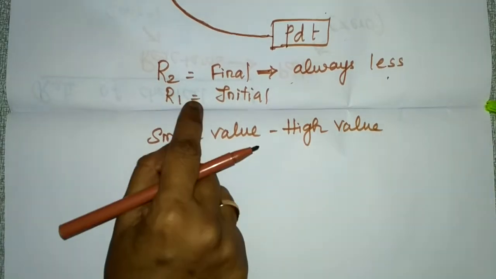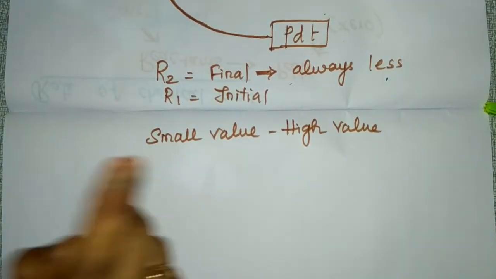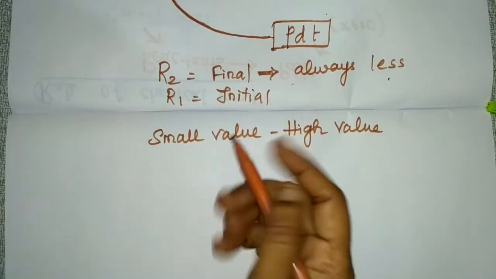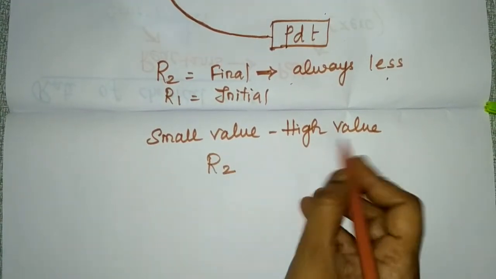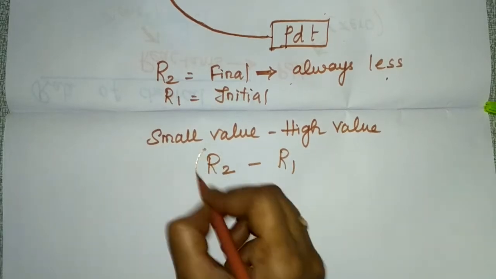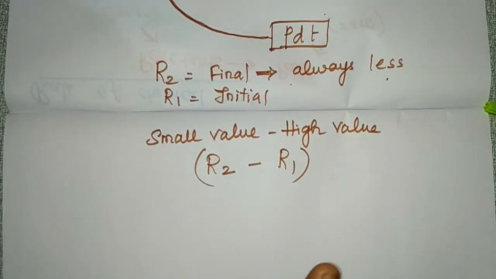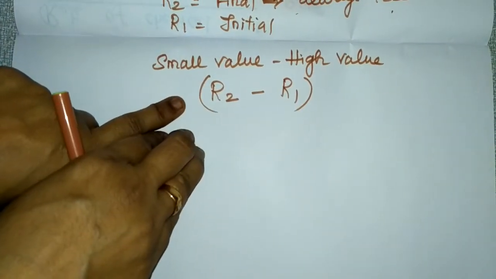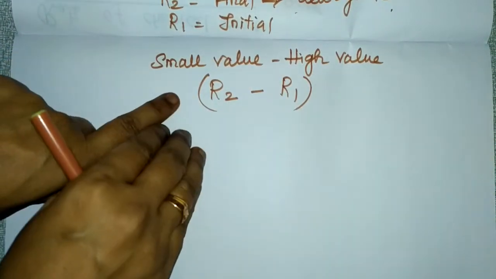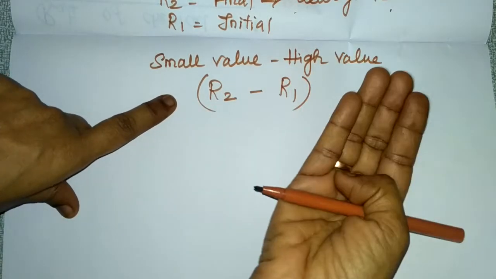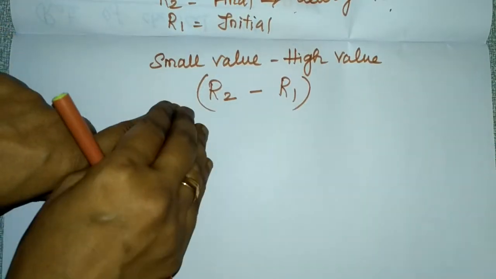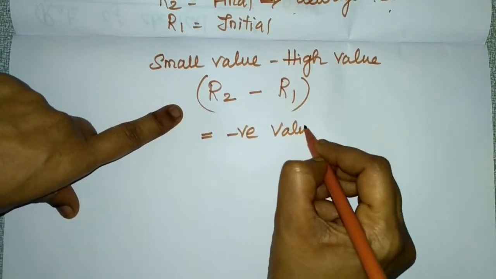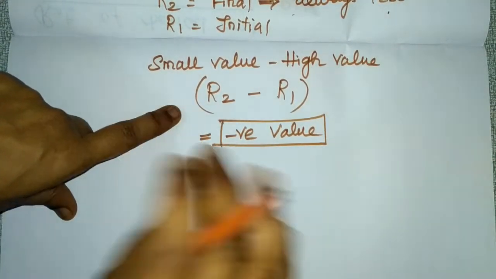Okay, so to find the change in the concentration of the reactant, what do you have to do? You have to take small value minus high value, that is, small value R2 minus high value R1. So R2 minus R1 you have to take. You are subtracting high value from small value. Understood? So definitely you will get a negative value.